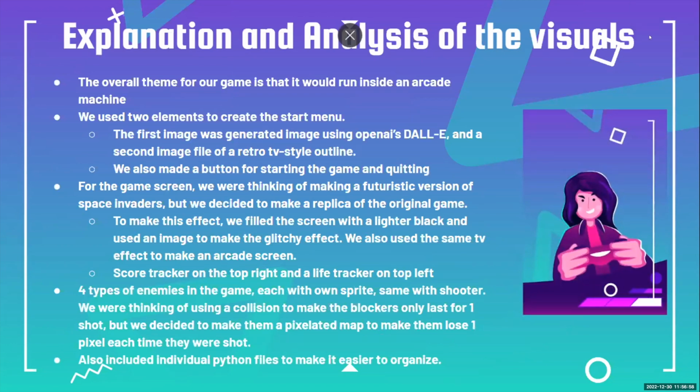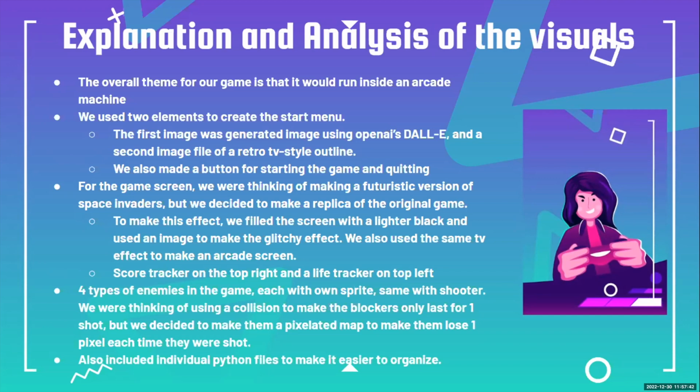Now I'll explain the analysis of the visuals. Our overall theme for our game is that the game would run inside an arcade machine. For creating this, we needed to make a start menu, which consists of 2 elements. The first image was generated by OpenAI, and the second image was a retro style TV outline, so it would make it look like the image was inside of an arcade screen. With these 2 elements combined, we were able to make a realistic arcade screen. We also made 2 buttons for starting and ending the game, as well as a scorekeeper for the previous score.